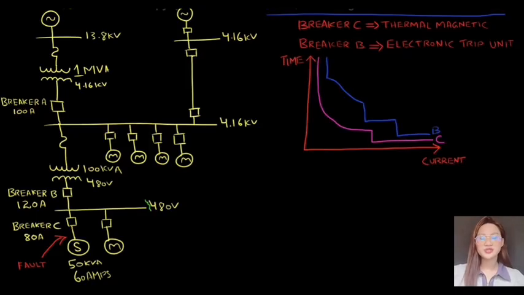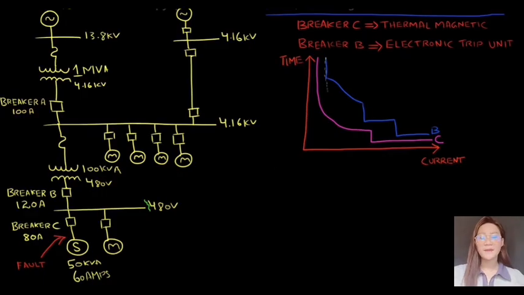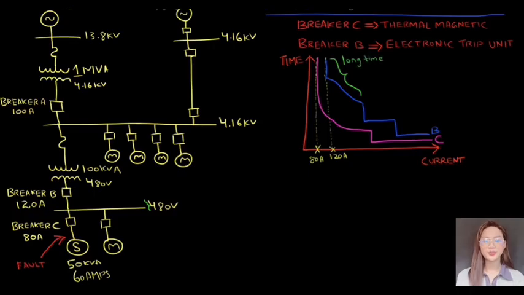As was established previously, breaker B picks up at a higher amp value while breaker C picks up at a lower amp value. This results in a shift between the curves and allows coordination. For an electronic trip unit, there is a long time region which starts from the pickup amp value. This region includes protection against overloads. The pickup starts from 110 to 120% of the amp rating.